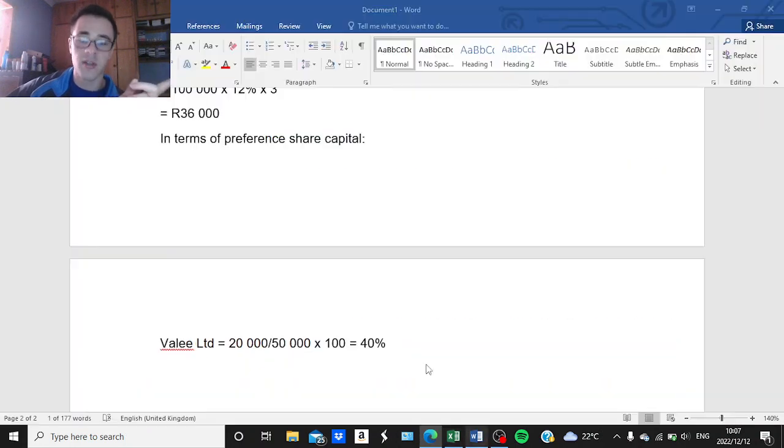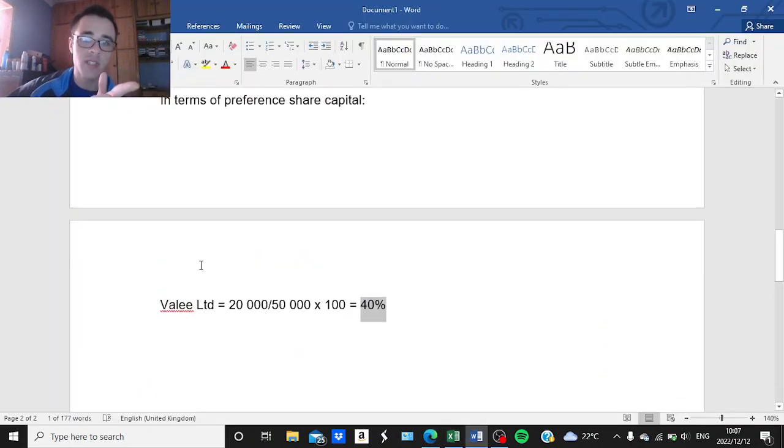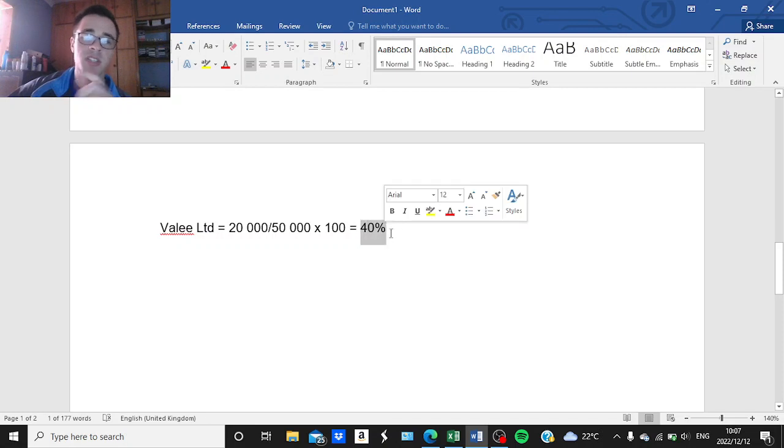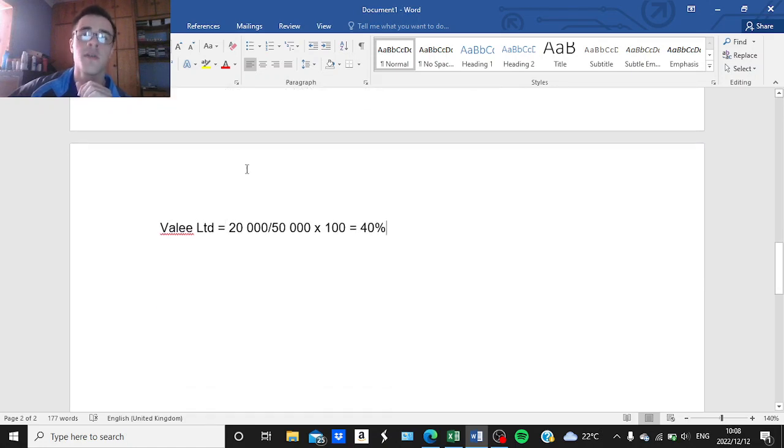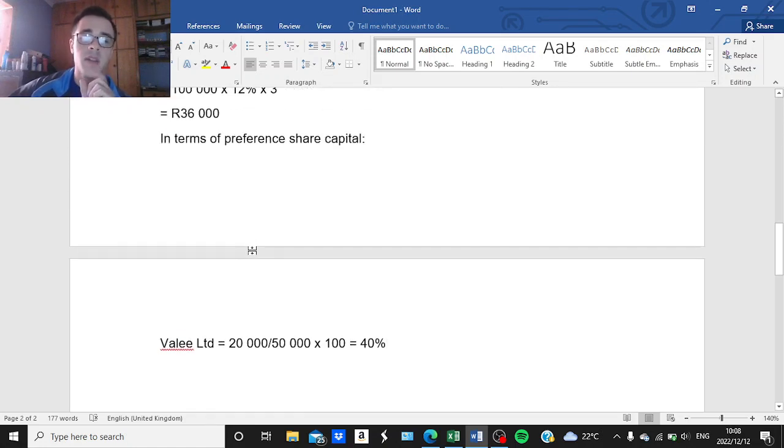So in a nutshell, when calculating the percentage interest of the parent in the subsidiary's preference share capital, the parent's percentage interest can be less than 50%. Okay, in terms of preference share capital. But if you calculate the percentage interest in terms of ordinary share capital, the answer that you get there should be more than 50%. Because only then will the group actually be formed because of the parent having control over the subsidiary. Okay, please listen carefully to that explanation.